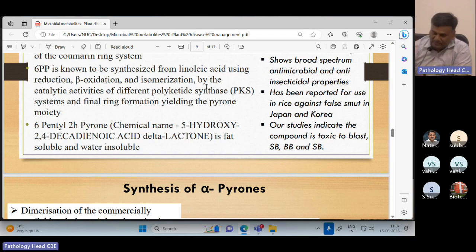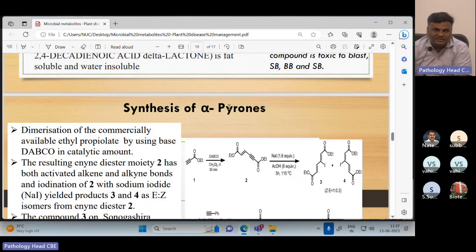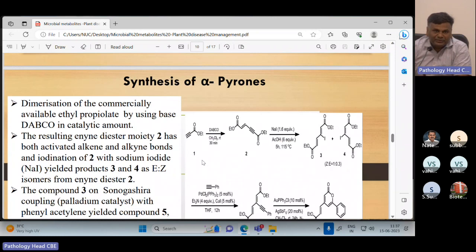So we started working on the synthesis of these alpha pyrones. This synthesis was very simple because it's a very simple compound. We could do it in 3 to 4 simple steps. So we have standardized the synthesis of this also, but the only problem is now we are using palladium as a catalyst. We need a metal catalyst to synthesize these organic structures.